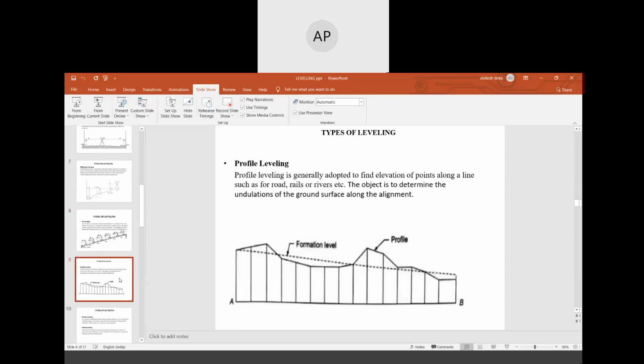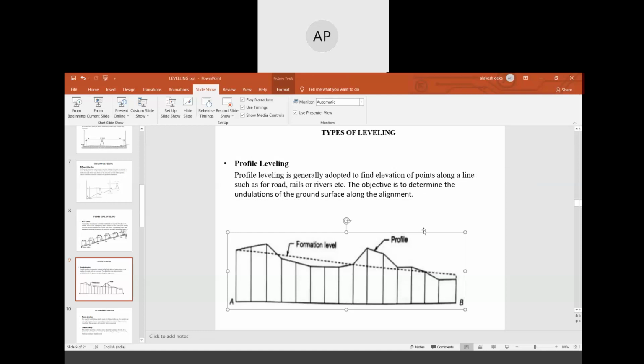Next is your profile leveling. Profile leveling is generally adopted to find the elevation of points along a line, such as roads, rails, or rivers. The objective is to determine the undulation of the ground surface along the alignment. You have already done profile leveling practically, isn't it?